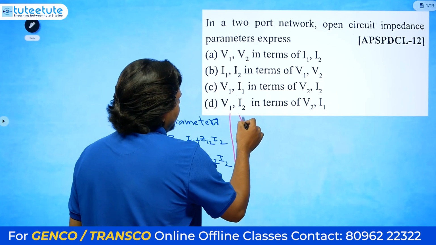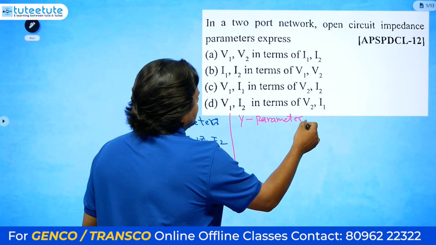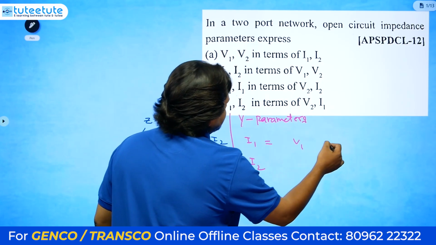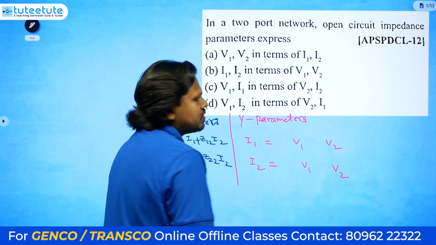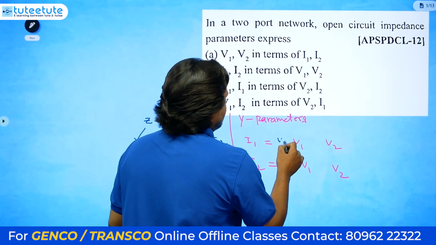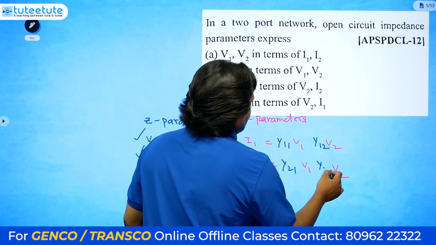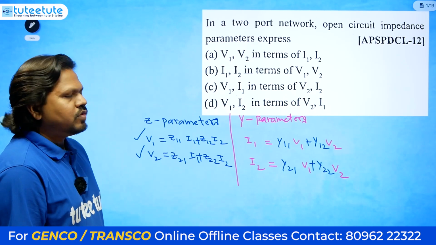Next, Y parameters. How do we need to understand Y parameters? Same: I1 and I2 we need to represent in terms of V1 and V2. For quick revision it will be more useful, that's why I'm giving it like this. So here Y11, Y12, Y21, Y22 will be there, plus and plus. These two generally everybody will be knowing.